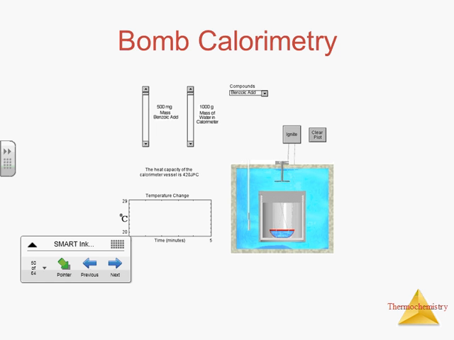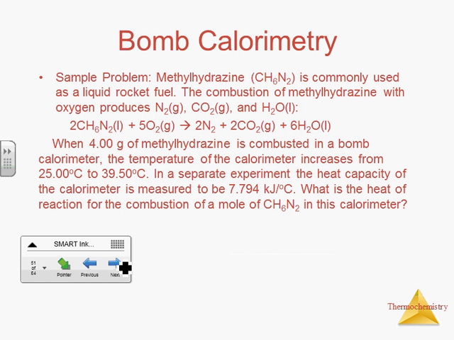Okay, here we go. So we've got this long equation here, the reaction that happens when you combust methyl hydrazine. They're saying when you've got 4 grams of it combusting in a bomb calorimeter, the temperature increases from 25 to 39.5. In a separate experiment, the heat capacity of the calorimeter is measured to be 7.794 kilojoules per degree Celsius. And they want to know what the heat of reaction is for the combustion of 1 mole of the CH6N2. On these types of problems, if you just look at the units in the problem, a lot of times it will make sense.